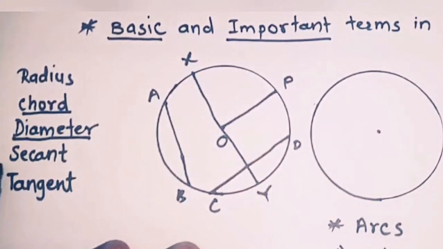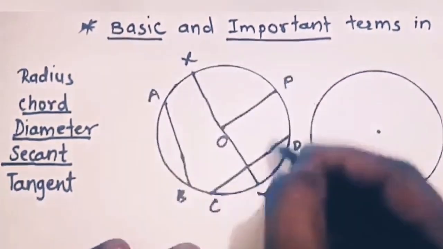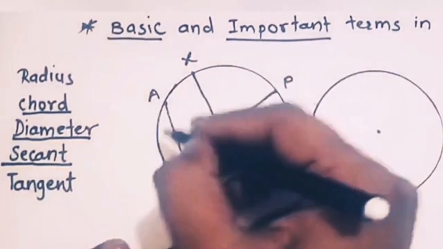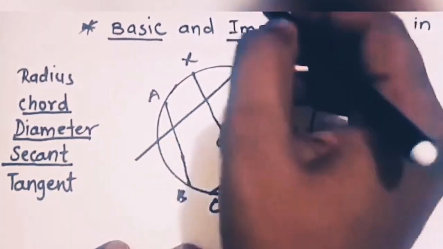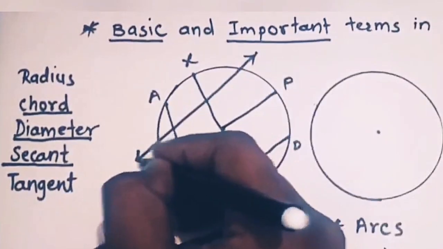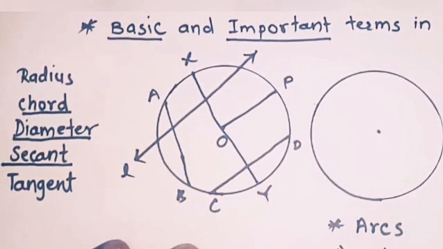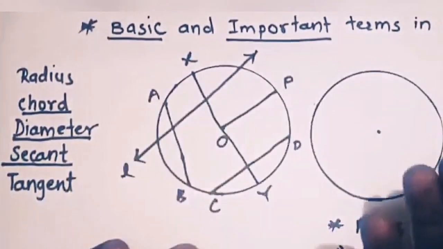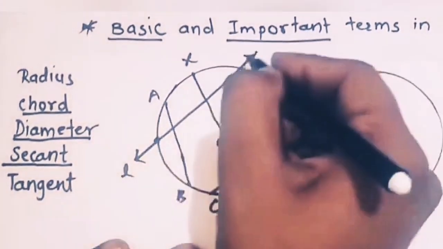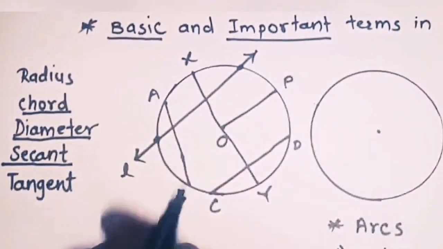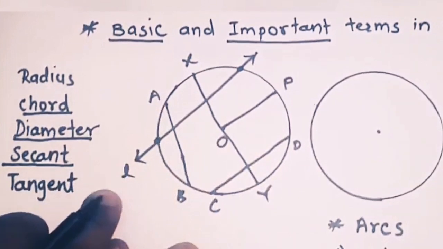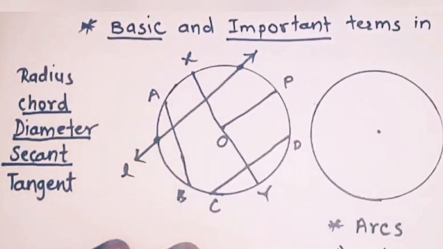Now let's try to understand the secant. Secant is a line, guys. See, for the first 3 terms we used segment, but now for secant we are going to utilize a line. See, over here, line L intersects the circle in 2 points, correct? We can name them anyhow. But these over here are 2 points which are intersected by line L. So line L becomes a secant.